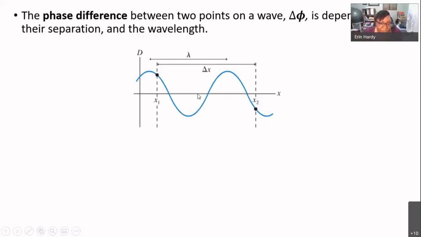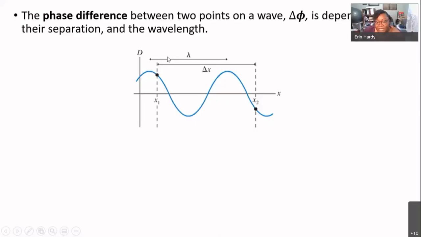So purposefully, we're looking at 2 points that are somewhere in between the maximum displacement, the minimum displacement, and 0. In other words, I'm not choosing peaks, I'm not choosing troughs, and I'm not choosing these intersections where the displacement is equal to 0. I'm specifically going for points that are somewhere in between.